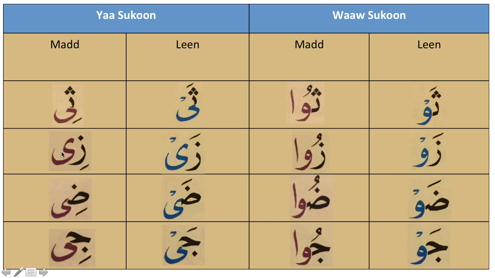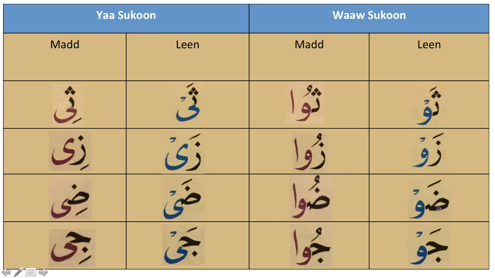ذا كسرة ياء سكون ذي. So maftooha letter followed by a ya sukoon is lean. Maksura letter followed by a ya sukoon is mad. That is the difference. I hope you will remember it, and we will go into qaida noorania as part of the exercise of this video later on.